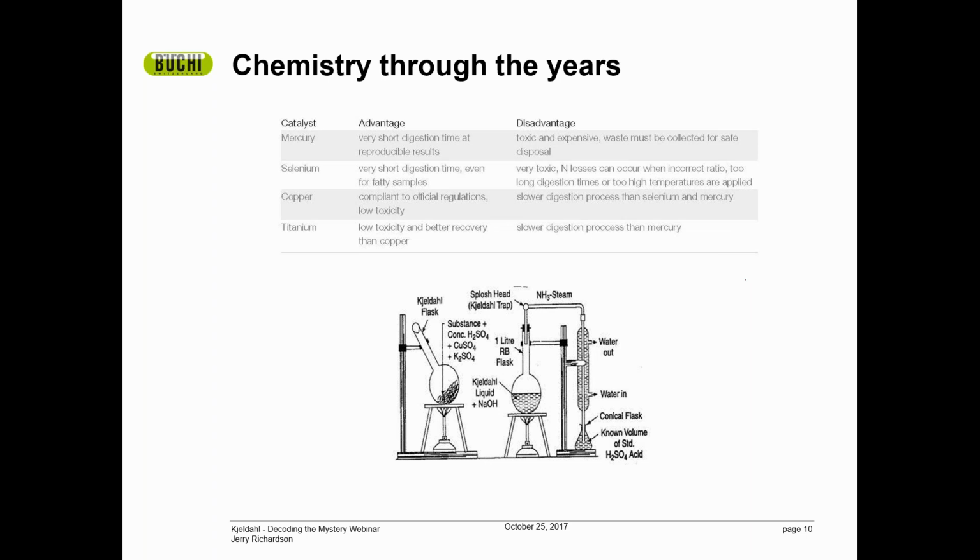Okay, so again, just a few brief comments on mercury and selenium. Very good, very short digestion times, even for things that had high hydrocarbon content like a fatty sample, but realistically, we can't use them. Why? Toxicity, environmental regulations prohibit us from using those anymore. A little bit slower than the mercury digestions is titanium, but on the other hand, it actually has very good recoveries. Copper and potassium are still the most common, and coupled with titanium is also a very good digestion.